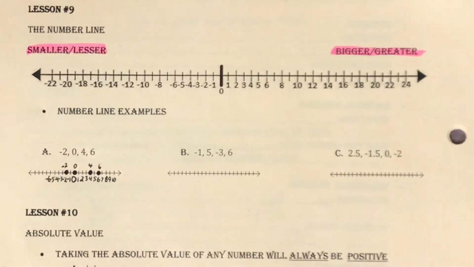All right, well, let's take a look at example B, and let's try that one out as well. So the numbers that we have to graph are -1, 5, -3, and then 6. So I need numbers that go as far as 6 on the right and as far as -3 on the left, but I'm going to go ahead and continue all the way to -6 on the left just to make it even on both sides.